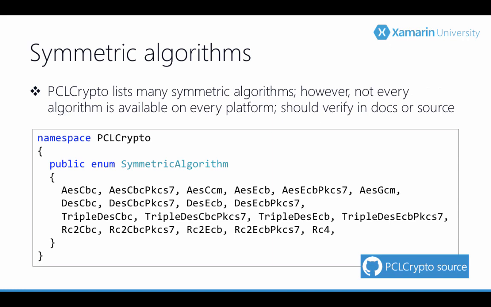Now, as we discussed, PCL Crypto exposes a number of algorithms for its various cryptographic functions, and this of course includes symmetric encryption. The algorithm selection is done via the symmetric algorithm enumeration, and along with the other algorithms we've discussed, if you're using PCL Crypto across multiple platforms, you need to verify the algorithm is implemented by consulting the documentation or the source code.